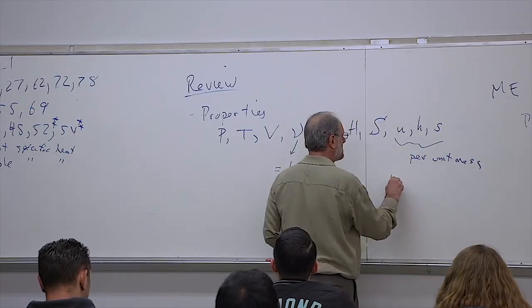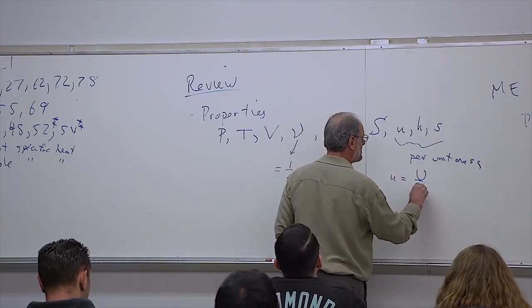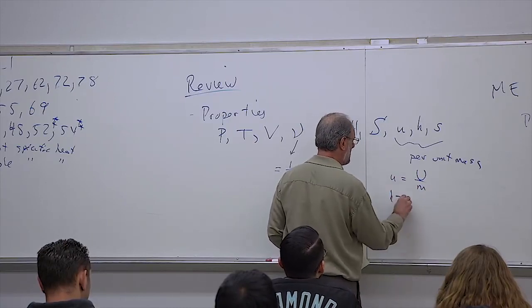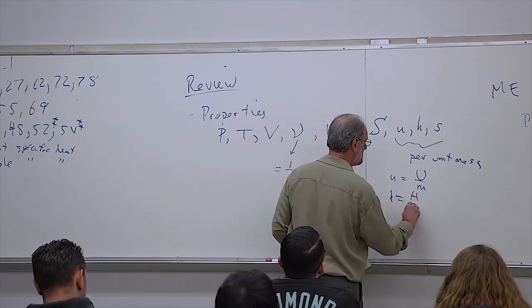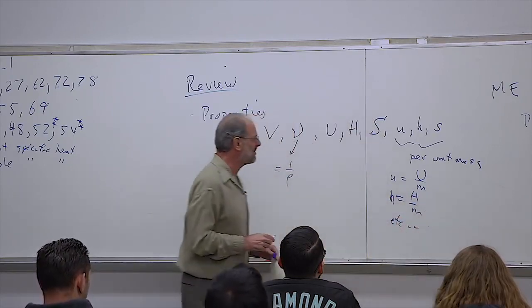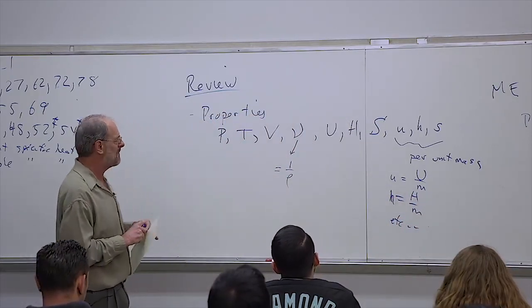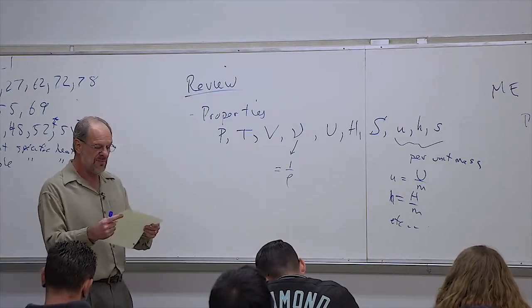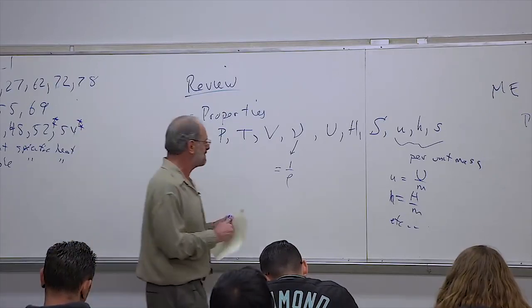So if we wanted the specific internal energy, it's just the total internal energy over the mass. If we wanted the specific enthalpy, it's just the total enthalpy over the mass. And I'll just put etc. This would also apply to entropy. So these are just the main properties that we're going to deal with.